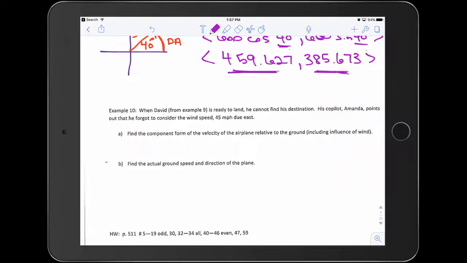Okay, so now here's the thing. It says example 10, when David from example 9 is ready to land, he can't find his destination. His co-pilot Amanda points out that he forgot to consider the wind. Yeah, the wind is kind of a big deal. And in this case, it's going 45 miles per hour due east.